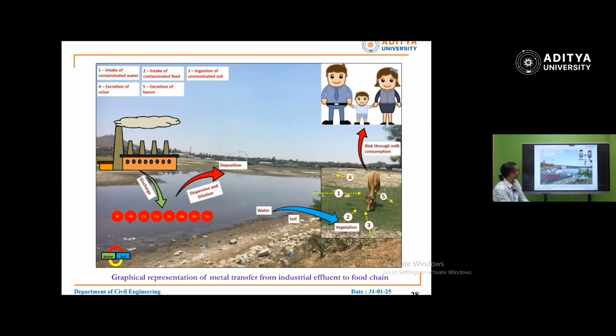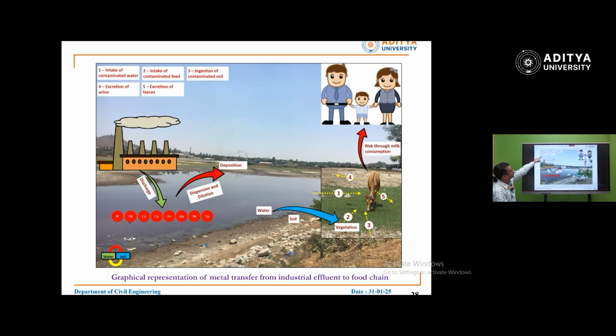So this is just a pictorial representation. Industries are generally discharging the metals, and once the metals are discharged, they are dispersed into the water and get diluted. Let us suppose if water is evaporating, they are getting deposited onto the surface. Then in water and soil also they are interacting. Then from water to the soil and to the vegetation also they are getting transferred. And once it comes into the vegetation, that is going to human consumption.